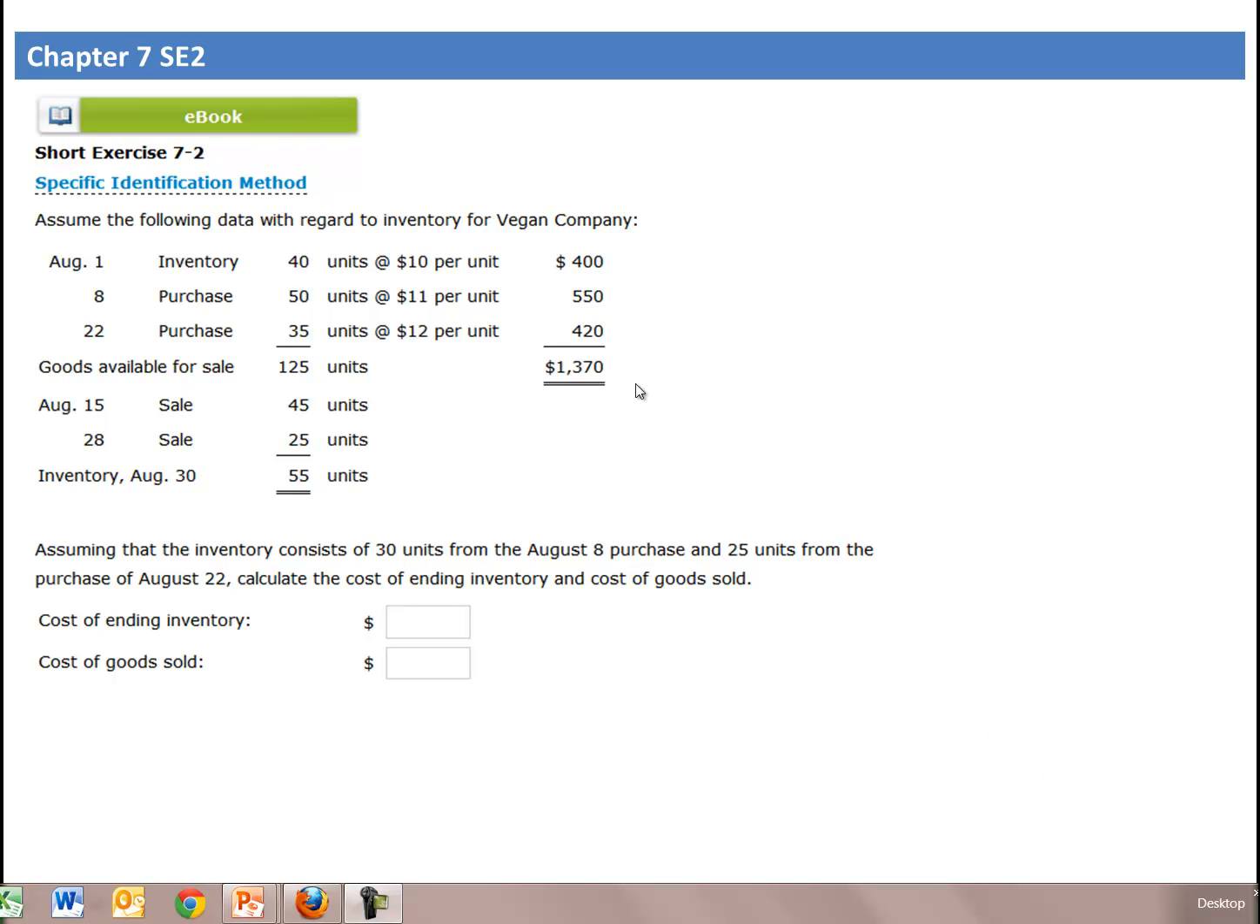This represents here everything that we had available to be sold. That means we had 125 units of inventory that we could sell, and the cost of all of those units was $1,370. Then we sold some units, which left us 55 units in our ending inventory. And what's important at this point is not the date of the sales. What we're more concerned with is always calculating our ending inventory, which then helps us calculate our cost of goods sold.